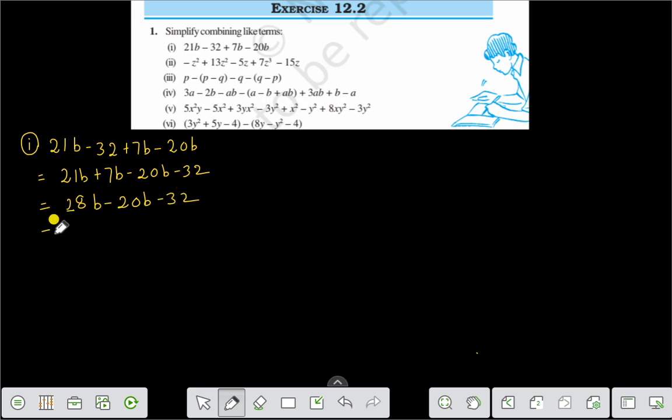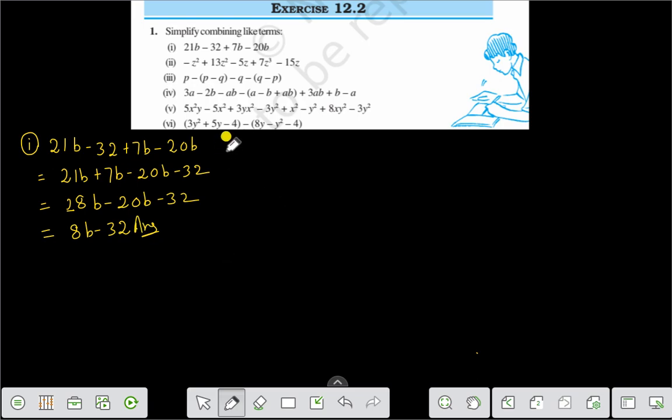Therefore we can write 28 minus 20 is 8b minus 32. This is the answer of question number 1, that is 8b minus 32.